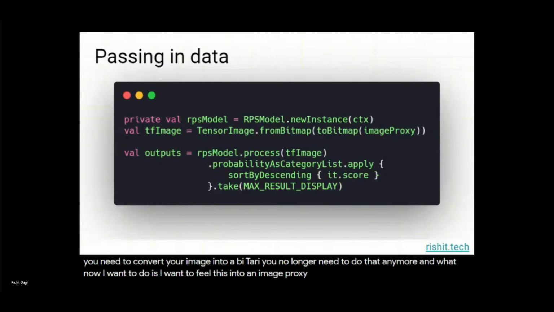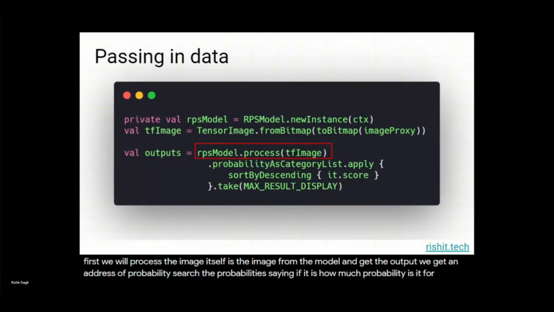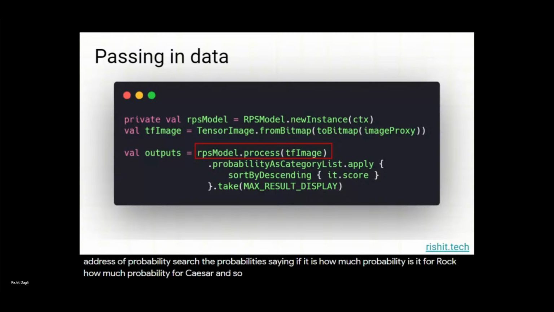So now we'll pass in the data to the model. First we will process the image itself, process the image from the model and get the outputs from it. So we essentially get an array of probabilities. I have 3 labels, so 3 probabilities, saying how much probability it is for rock, how much probability for scissor, and so on.